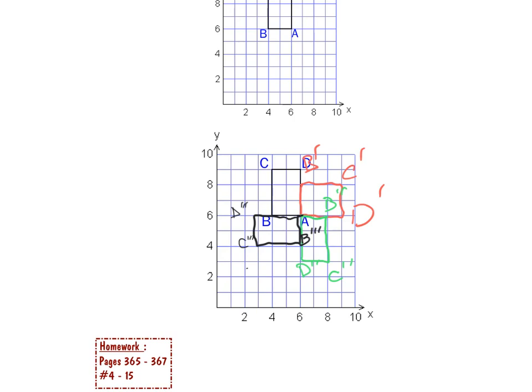For homework, I'd like you to do pages 365 to 367, numbers 4 to 15, and again, try and make your drawings as neat as possible. You don't have to have a ruler to draw a straight line. Instead of using a ruler, you could go ahead and use the side of a book, the side of your phone, whatever's nice and straight. Okay? All right. Try some questions and make sure to ask for help if you need it.